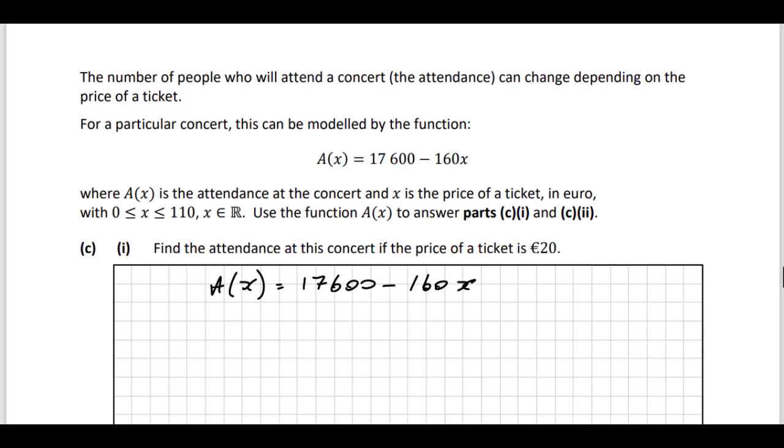Find the attendance at this concert if the price is 20 euros. So all you've got to do is do a of 20. So that's 17,600 minus 160 times 20. So again, that's just some calculator work. You'll get 14,400. Okay, so that's it for part 1.